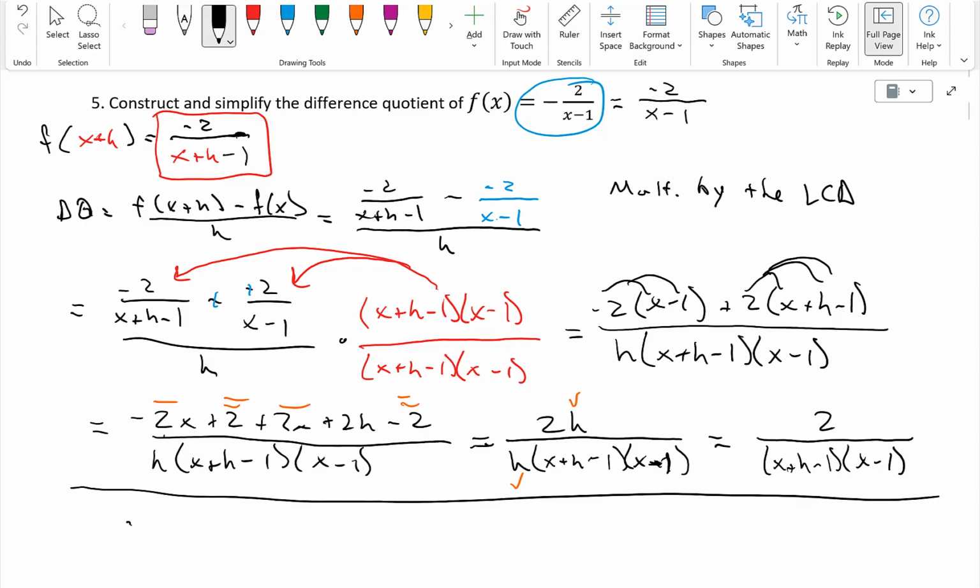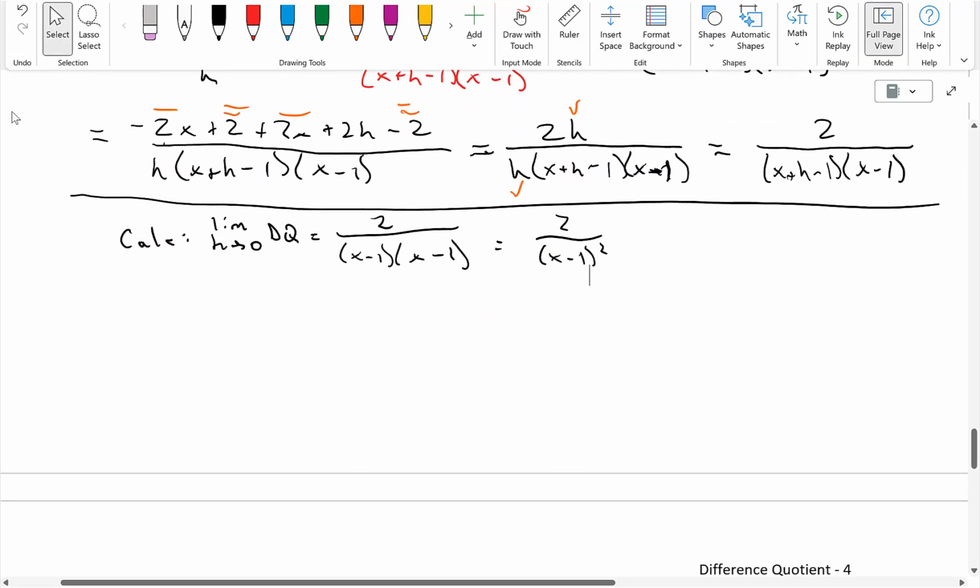If we did look at that one last step one more time for the calc, we're looking at our limit, or we're looking at what happens as h becomes 0 for that difference quotient. And we'd get a 2 over, if h is 0, just an x minus 1 times x minus 1, or 2 over x minus 1 squared.